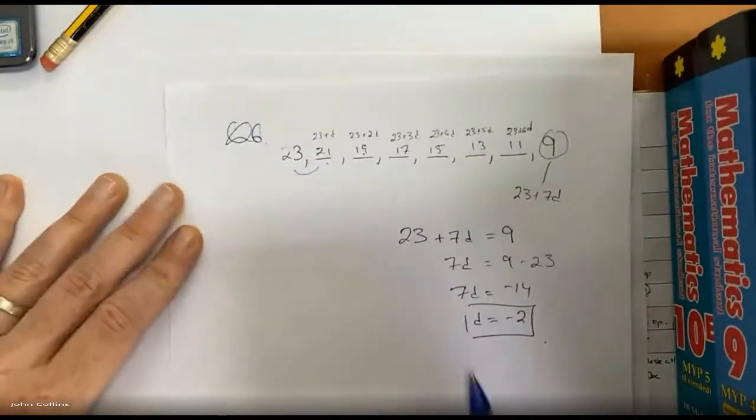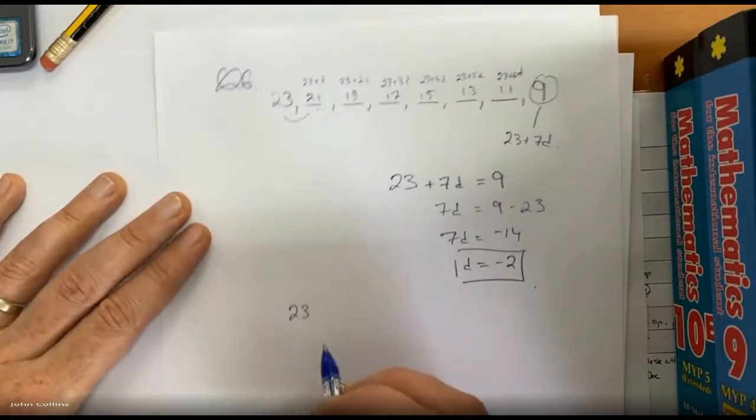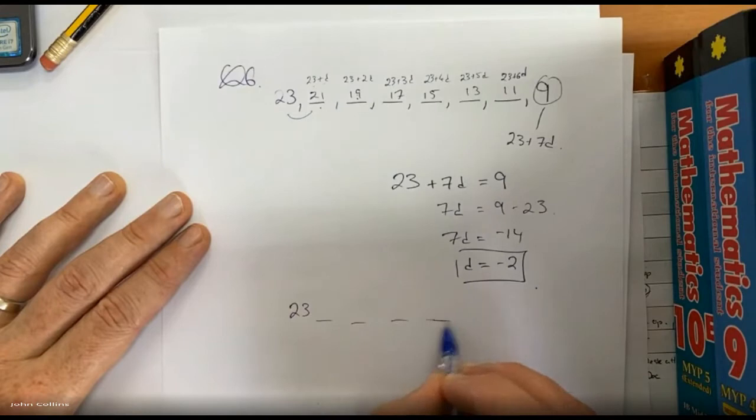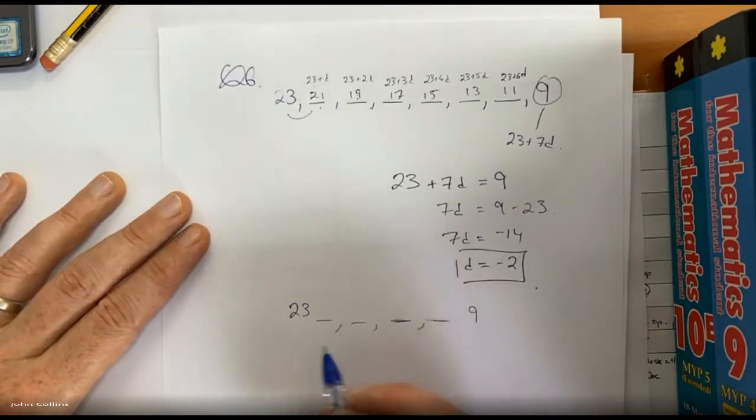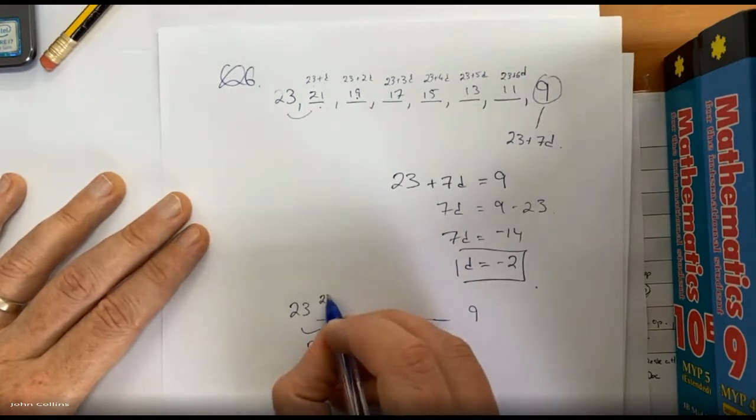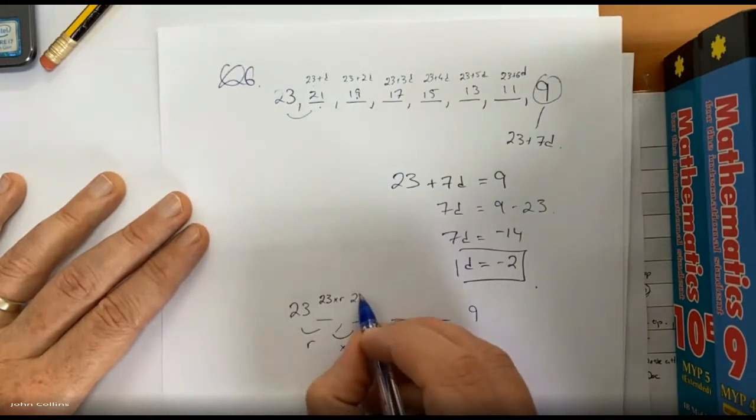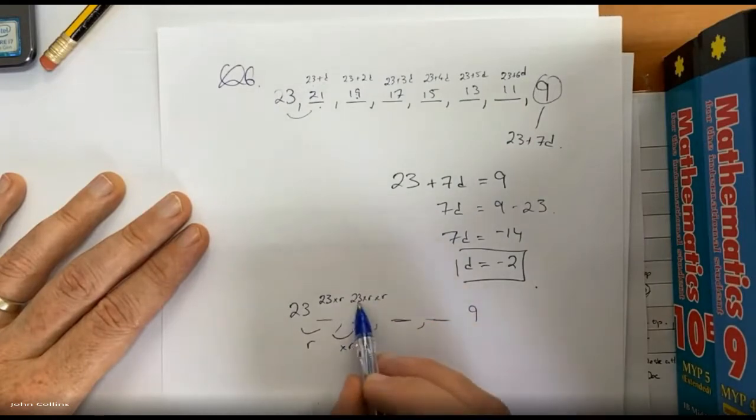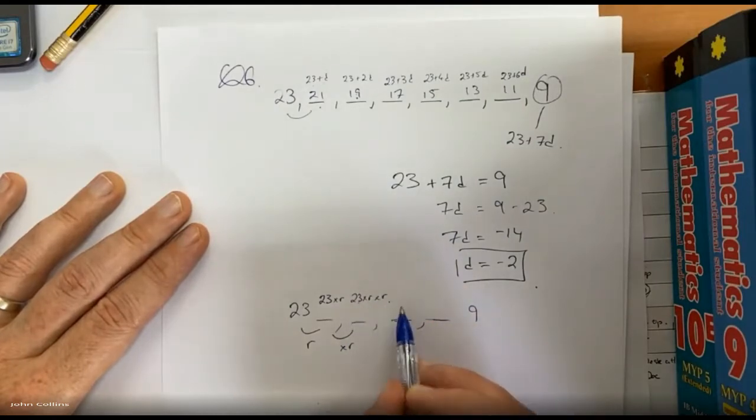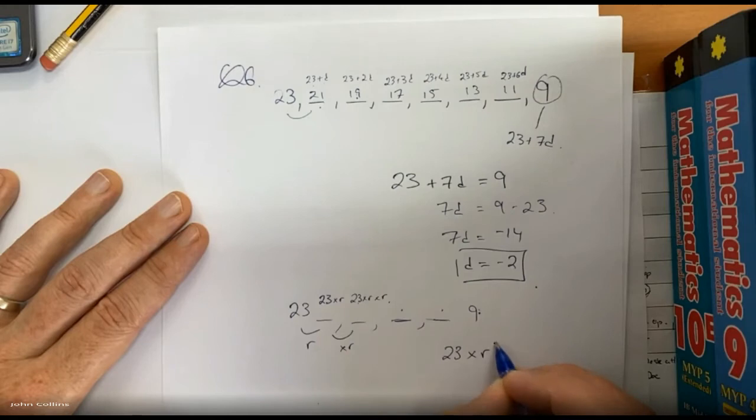So for a geometric sequence, let's say it's the exact same thing. We'll just do 4 this time and finish at 9. So 23 multiplied by something, and that's a ratio. 23 times r would be the first one, and the next one is going to be times by r again. So that's 23 times r squared, 23 times r cubed, 23 times r to the 4, and that'll be 23 times r to the 5 equals 9.